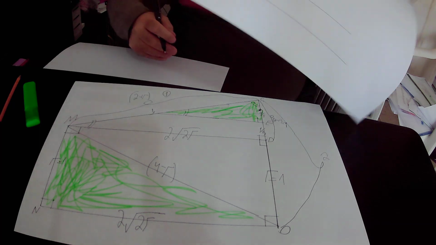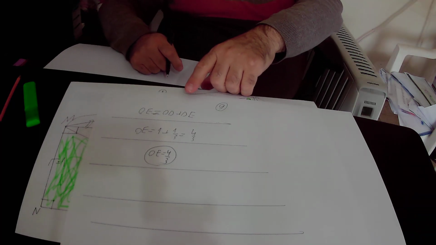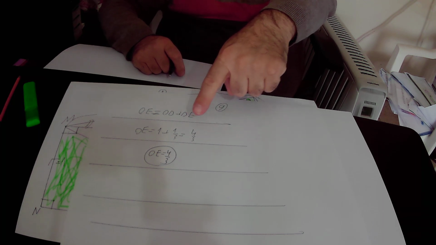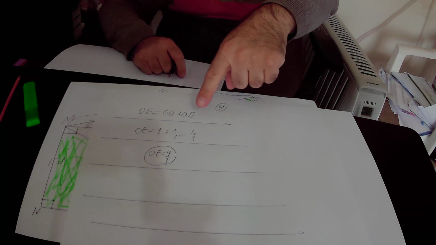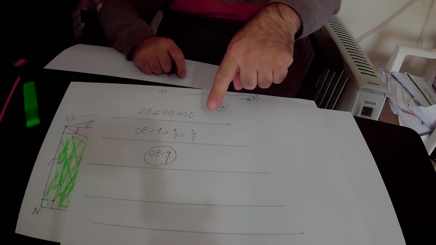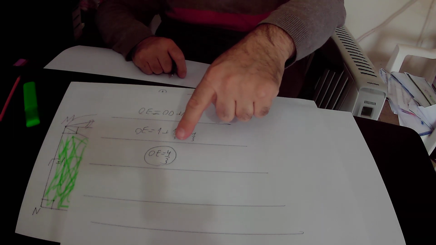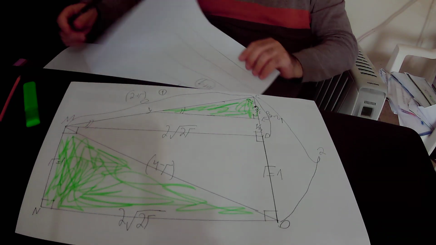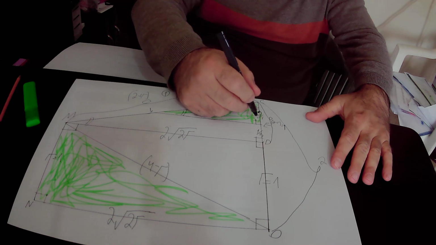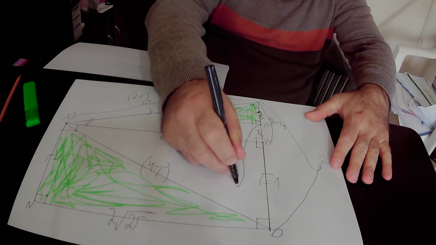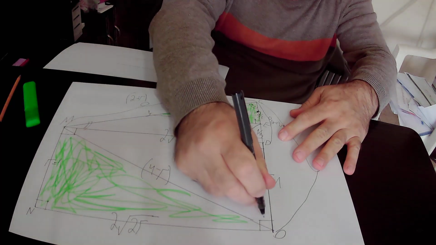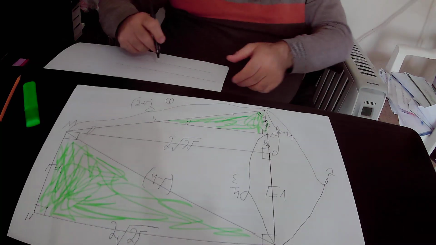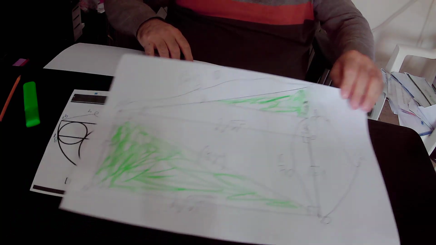I'll repeat again. OE equals OD plus DE, and OD equals 1 and DE equals one third. So in total OE equals 1 plus one third, which is 4 over 3 units. So we can write here that OE equals 4 over 3 units.